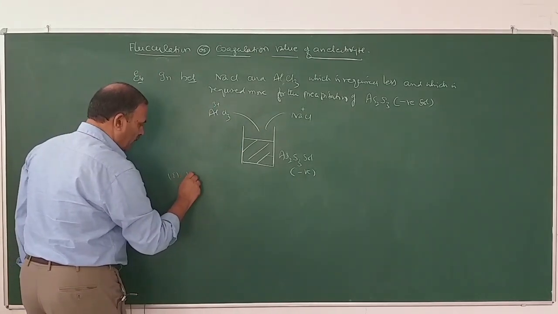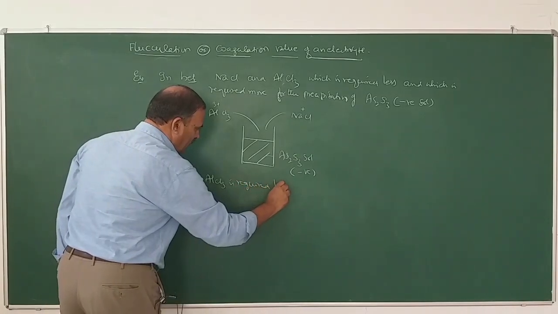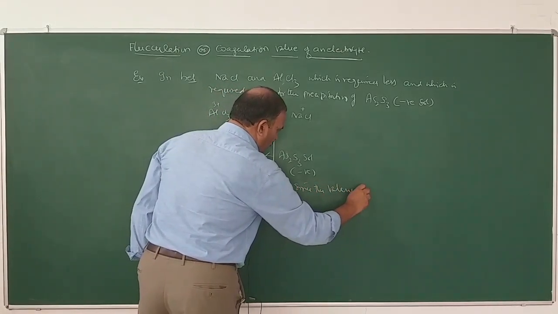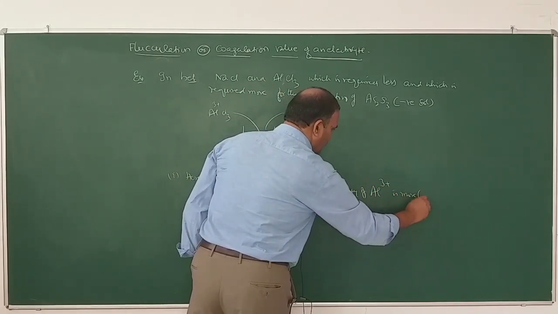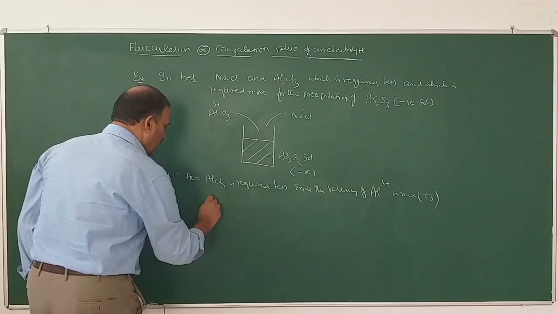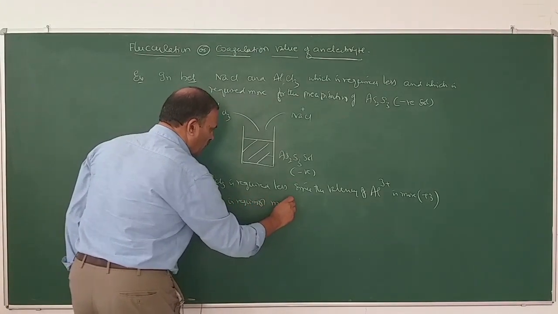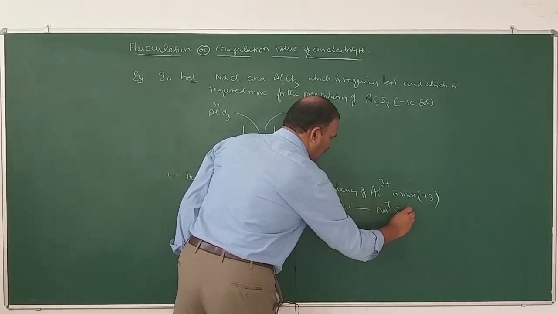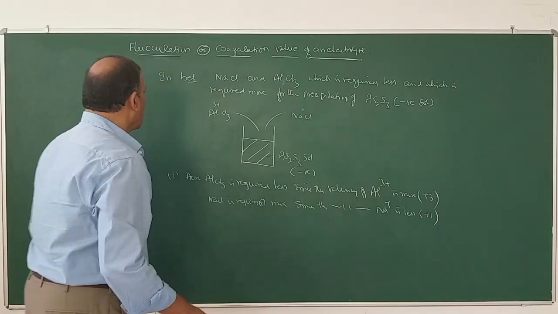So here AlCl3 is required less since the valency of Al3+ is more. What is its valency? +3. Similarly, which is required more? NaCl is required more since the valency of Na+ is less, that is +1. So I will give you another example.